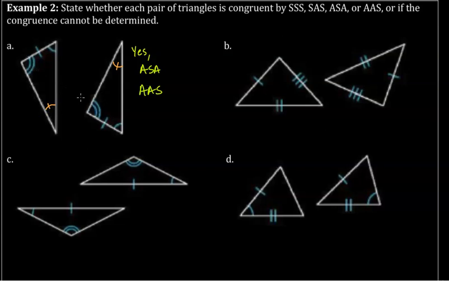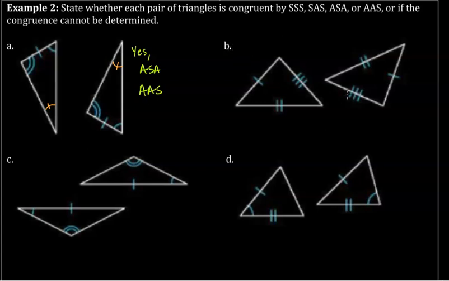And then we could look and see, oh, this angle is congruent to that angle, this angle is congruent to that angle, and then this non-included side is congruent to this non-included side, that's AAS. Which means, by the way, that pretty much every time ASA works, AAS will also work, and vice versa. Just keep that in mind.